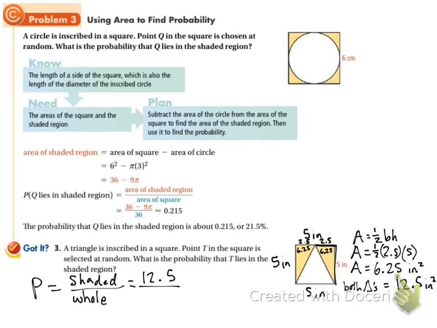And our whole, that's a square. To find the area of a square, we're just going to do 5 times 5, right, side times side. That gives us 25, so 25 goes on the bottom. 12.5 over 25, you can either know that fraction and simplify it, or you could type it in your calculator to get a decimal. That ends up being 1/2. So again, it could be 1/2. You can write it as 0.5. You could write it as 50%.